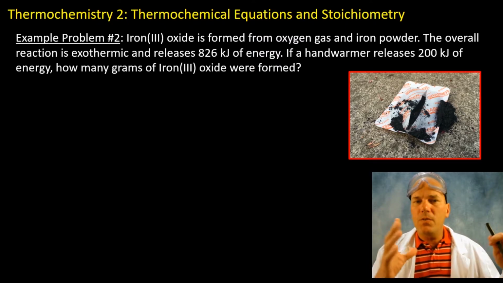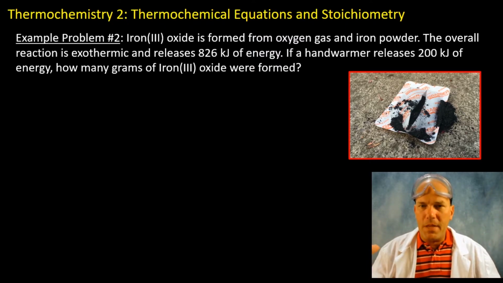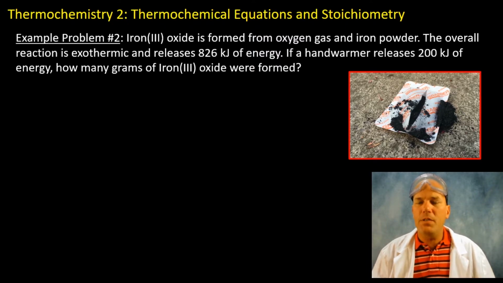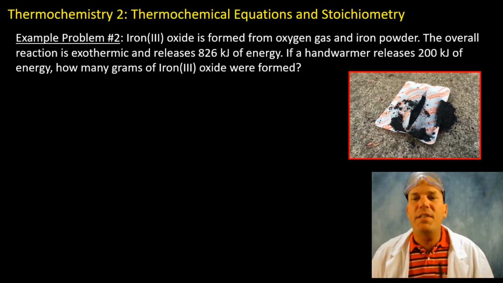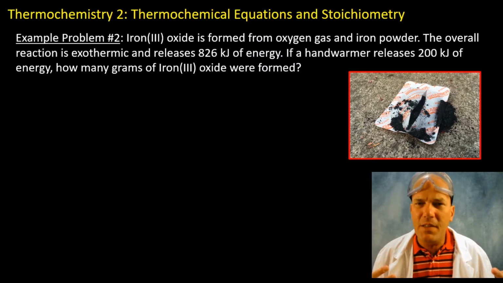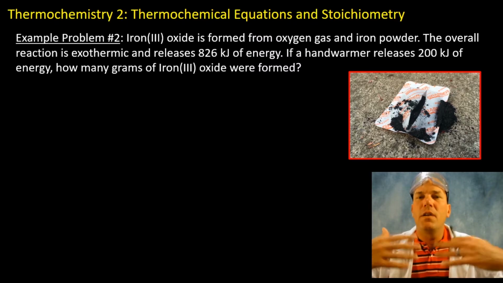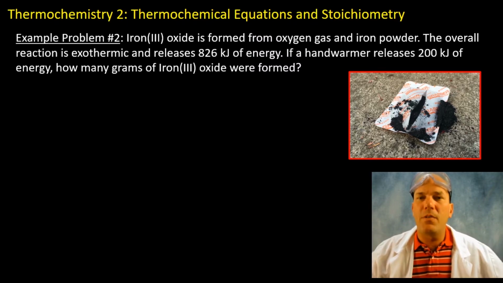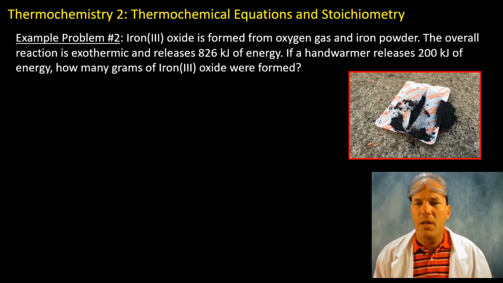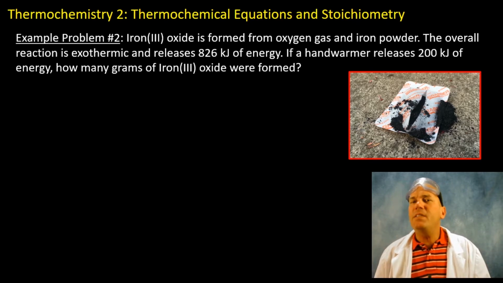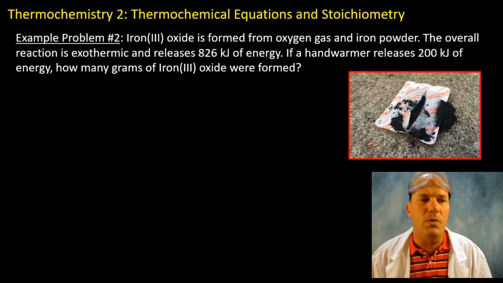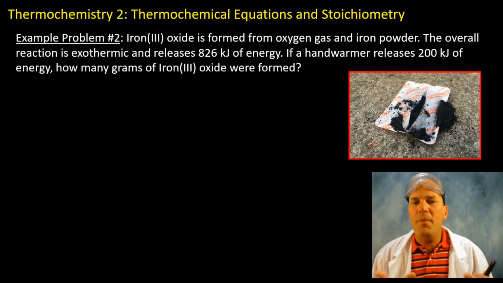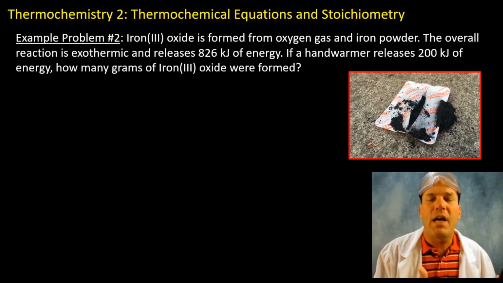Go back to those graphs in Thermochemistry 1 and think about them. All right, so our products are going to be at a lower energy state. What happened to the rest of the energy? It's released to the surroundings from the chemical system. If a hand warmer releases 200 kilojoules of energy, how many grams of iron 3 oxide were formed?